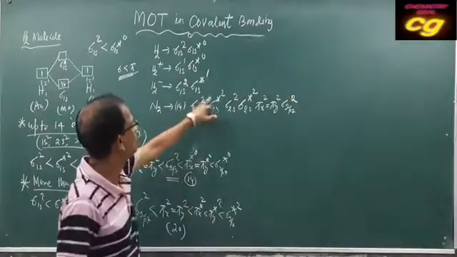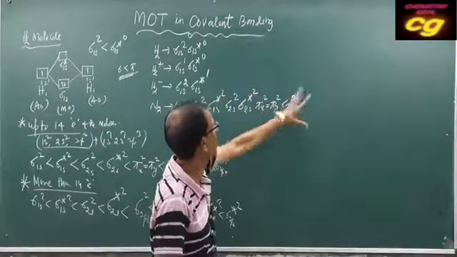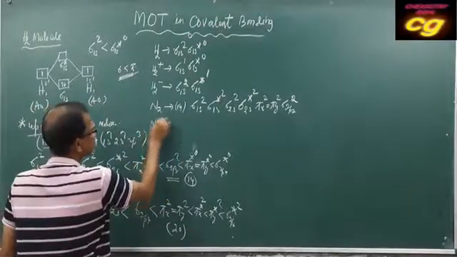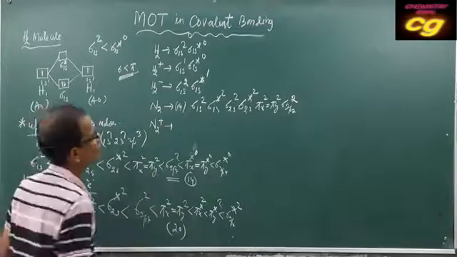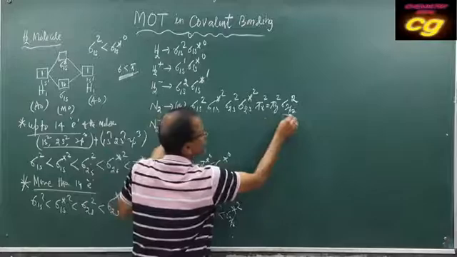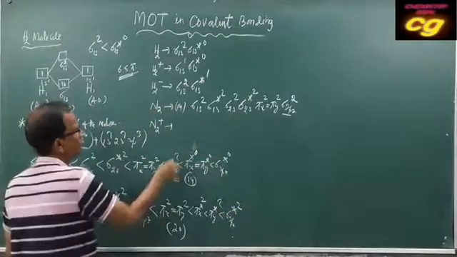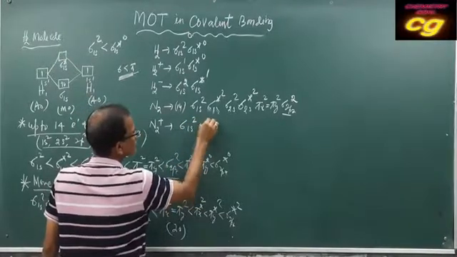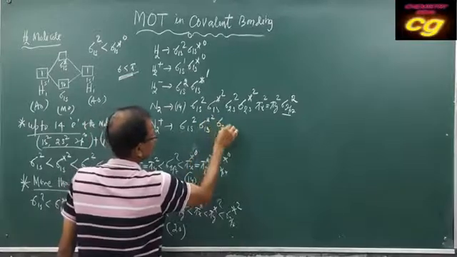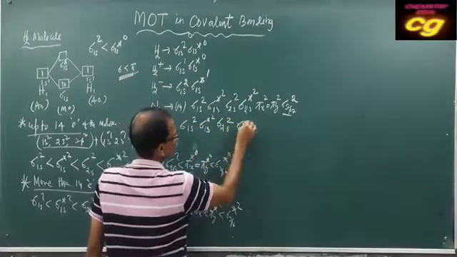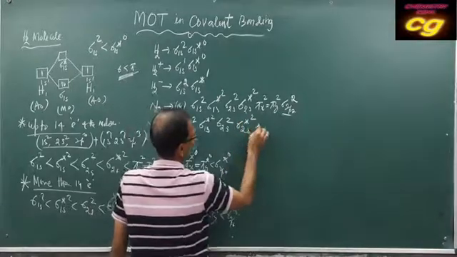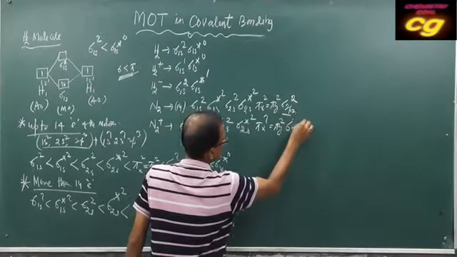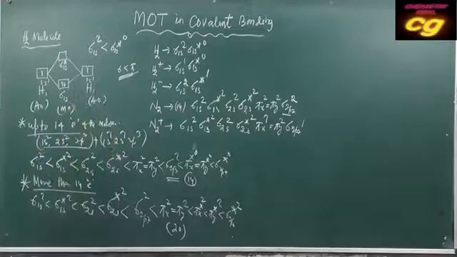You see 2, 4, 6, 8, 10, 14 electrons. So this is the nitrogen molecule. If you write N2 plus, then 1 electron will be removed from the outermost molecular orbital, that is sigma 2pz. So sigma 1s2, sigma 1s star 2, sigma 2s2, sigma 2s star 2, pi x2, pi y2, sigma 2pz1. This is the N2 plus.